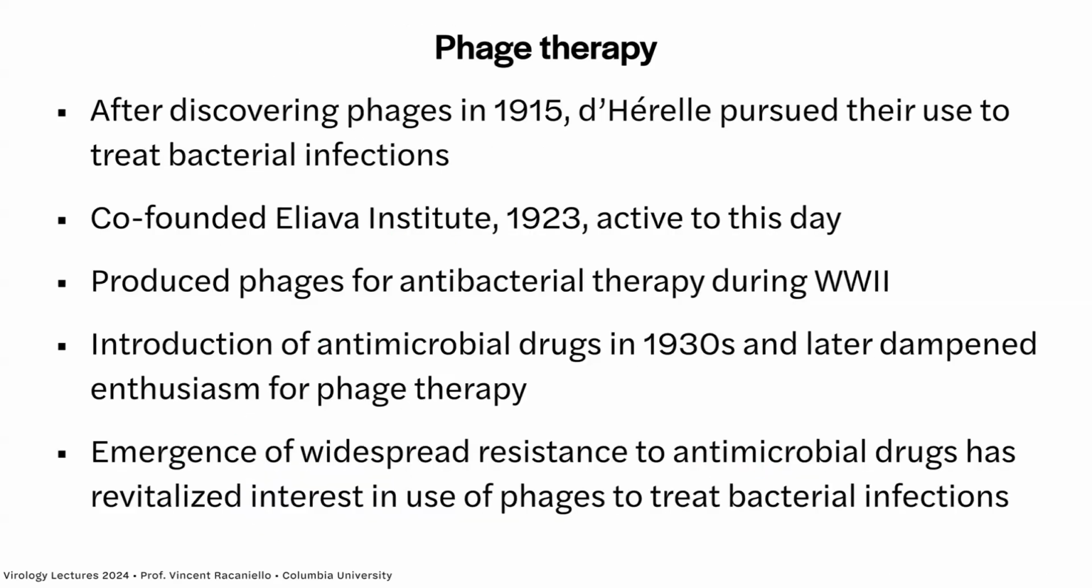So phage therapy first. After discovering phages in 2015, Darrell pursued their use to treat bacterial infections. He co-founded the Eliava Institute in 1923. That's in Tbilisi, Georgia, and it's active to this day. It produced phages for antibacterial therapy during World War II. You can still find these kits that the soldiers got, which have vials of phages. So if they had a gastrointestinal bacterial infection, they could drink it. And I don't know how effective they were, but they were given them.